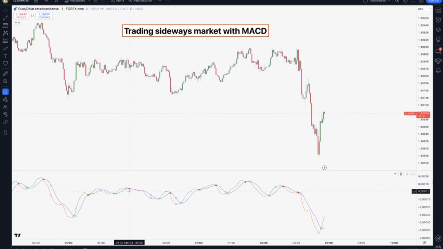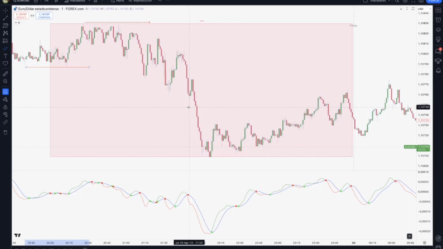Another thing, since we're going to be concentrating on the sideways market, I recommend you check the Tokyo session, which is the one that tends to be less volatile. So we tend to see more sideways market over there. The accumulation is something very regular in the Tokyo session. That's why I recommend you check that specific one.